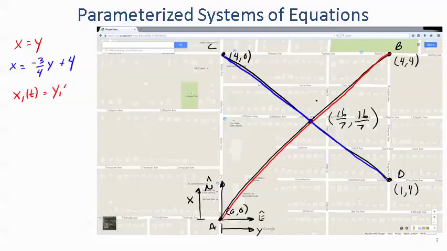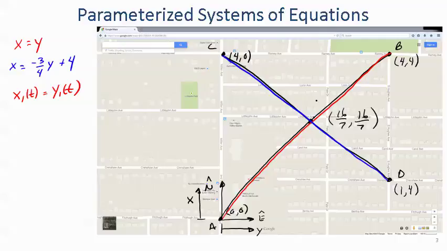So our equation is now going to become x1 of t equals y1 of t. Now that doesn't change the path, but it lets us mess around with the speed that we're going to move along that path. So it says our position as a function of time.